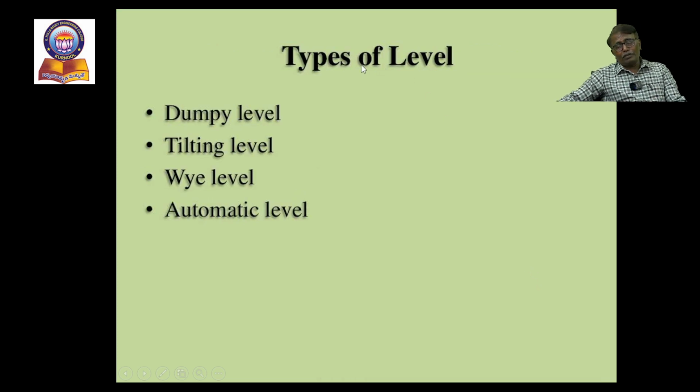So types of levels, we'll study the different types of leveling instruments used for obtaining the reduced levels. That is, staff readings can be obtained by using any one of these types of levels. The first type is called the dumpy level, and the second one is the tilting level, Y level, and automatic level. Four varieties are there, and the fifth one, an advanced instrument, is called the digital level.